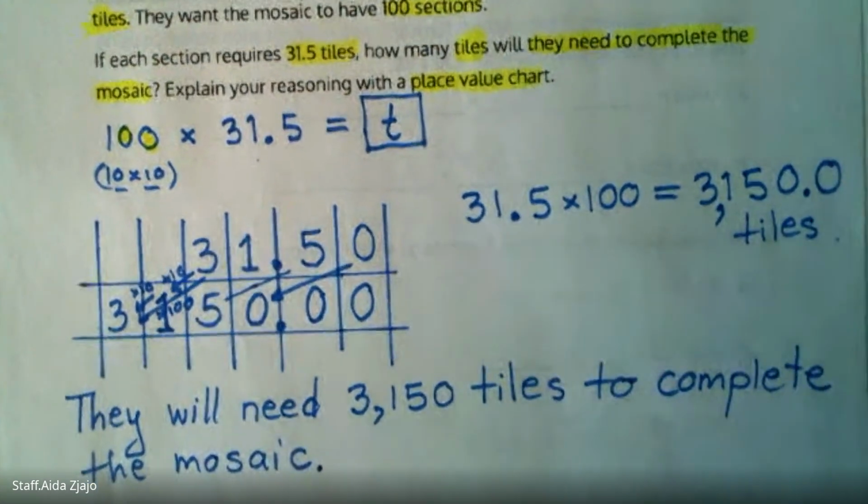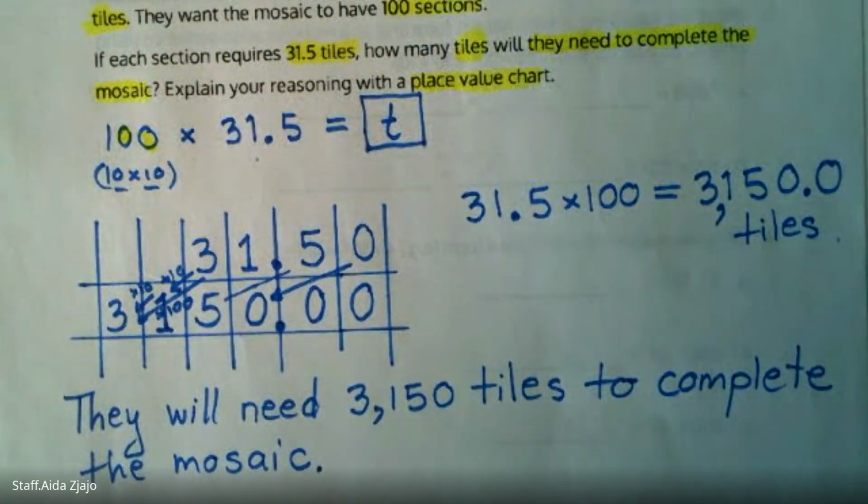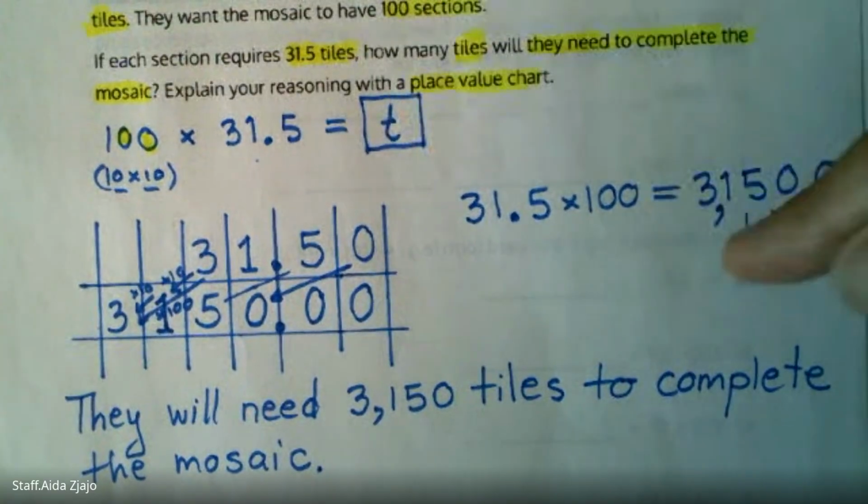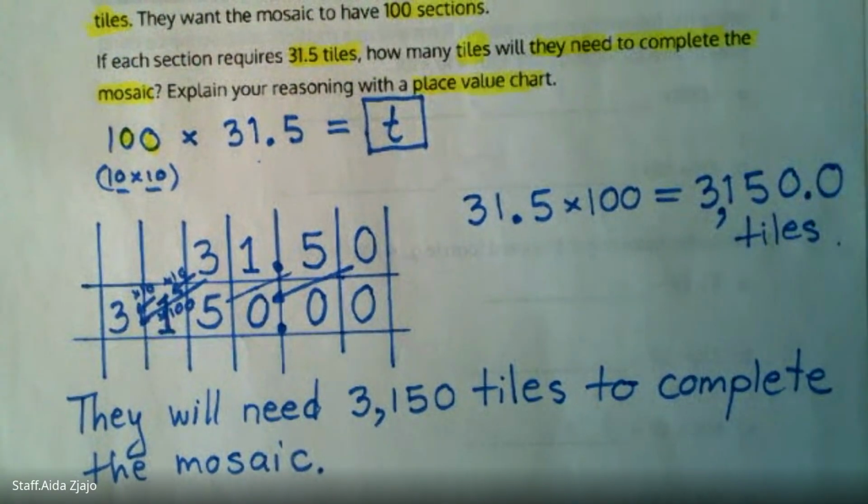That is our answer on lesson 3, word problem, and it was Mrs. Z. I hope that makes sense to you guys. So T is 3,150.